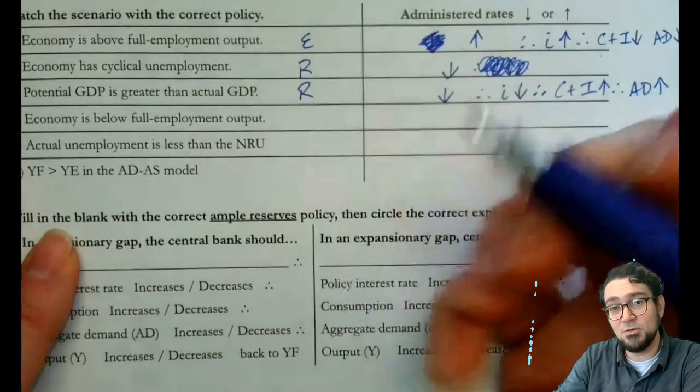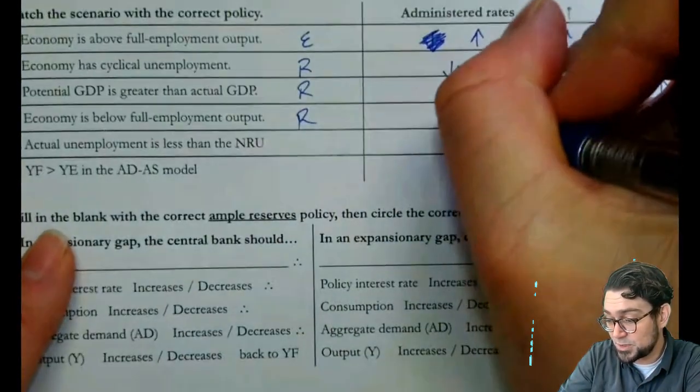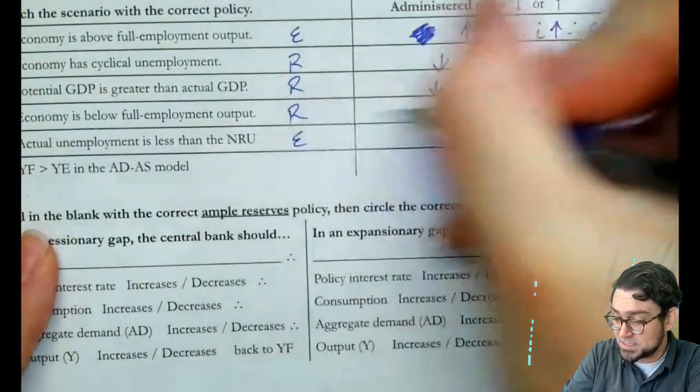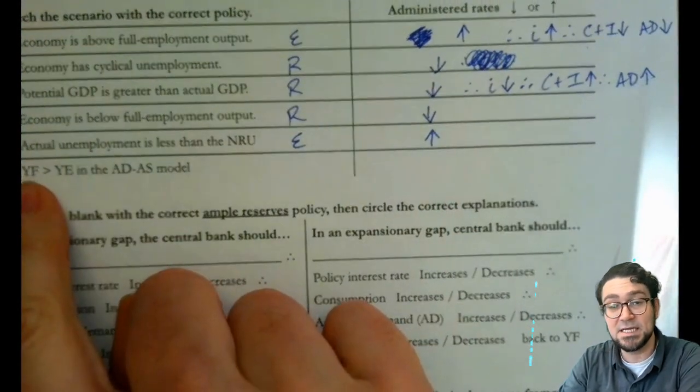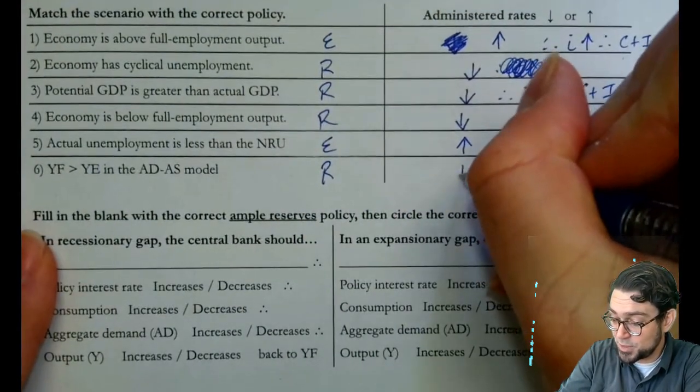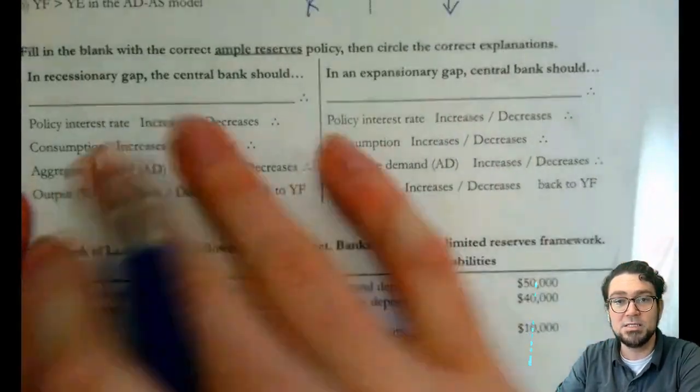If the economy is below full employment output, we're in a recession, so we want to lower the administered rates. Actual unemployment is less than the NRU. That's an expansion. We want to raise the administered rates. And if full employment is bigger than the equilibrium, we know we're in a recession, and so we want to lower administered interest rates. Let's take a look at these two here.